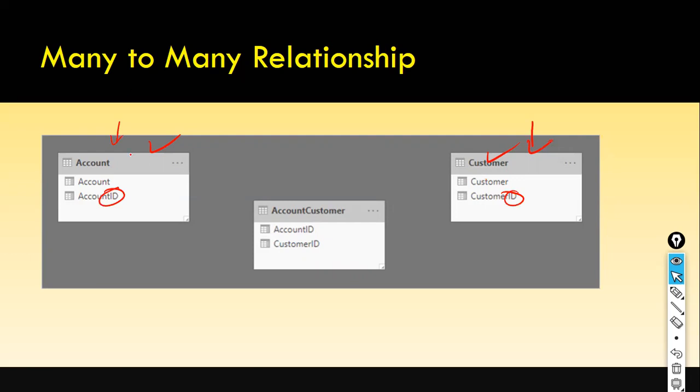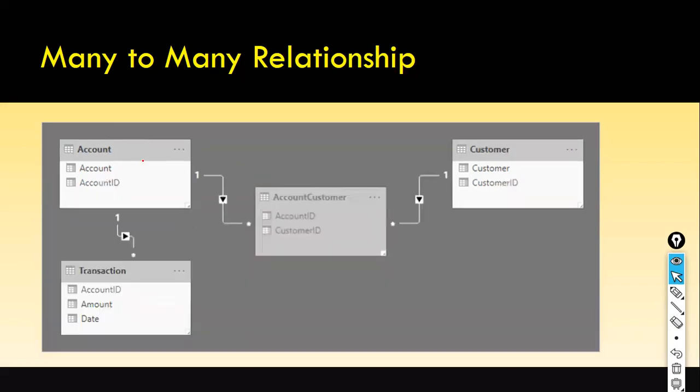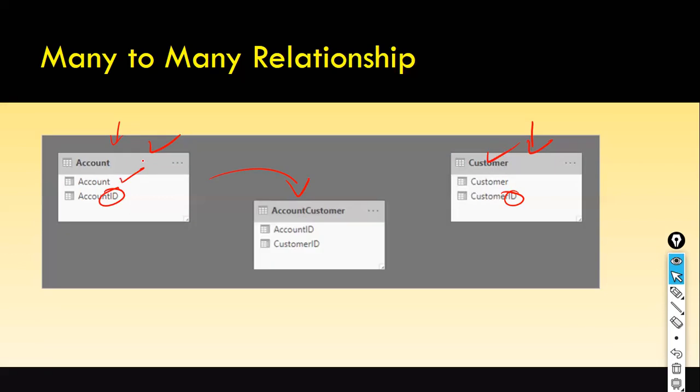So in this case, what happens? It requires a third table called a bridge table. Supposing the customer wants to know their account balance, how will you tell? So the customer name and the account. Sorry, this is your account amount. So this is account ID and account name.